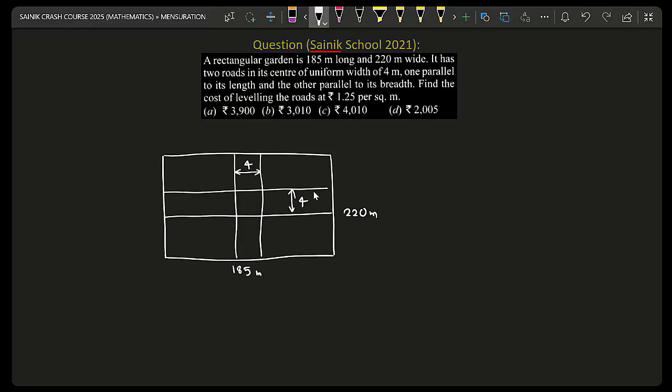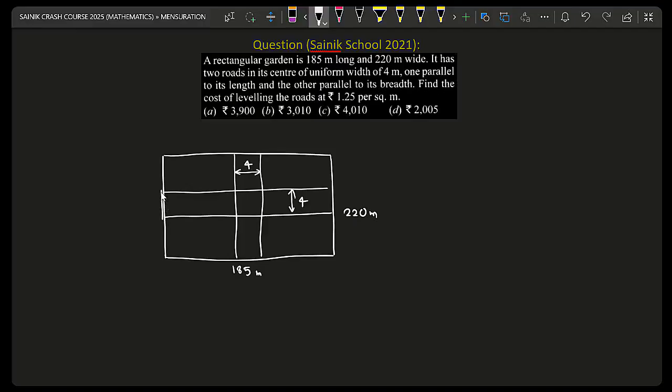Now, find the cost of leveling the roads at 1.25 rupees per square meter. That means to find the cost, first we need to find the area, right? Yes, sir. How to find the area of these two roads together? Sir, multiply 185 and 4, and 4 and 220. Okay, and then subtract 16 from it. Why do we need to subtract 16? Can you explain? Because the center part becomes common. Yeah, because it is counted 2 times, right? Yes, sir. Very good answer.